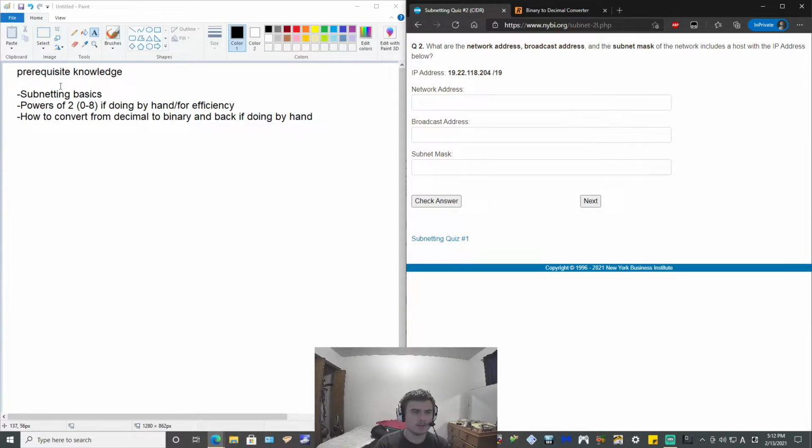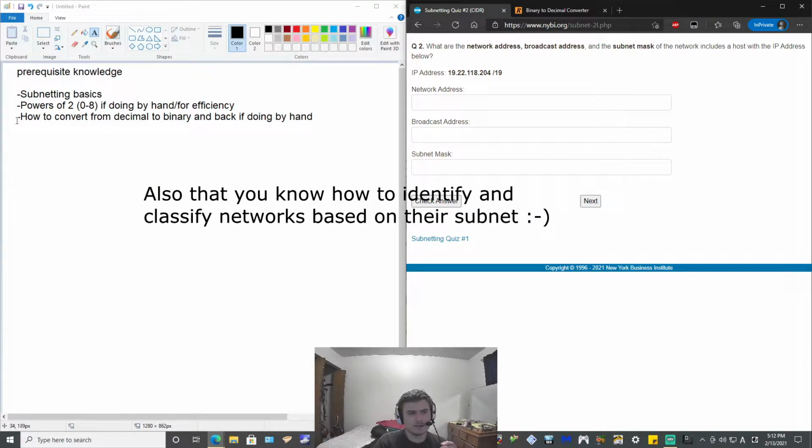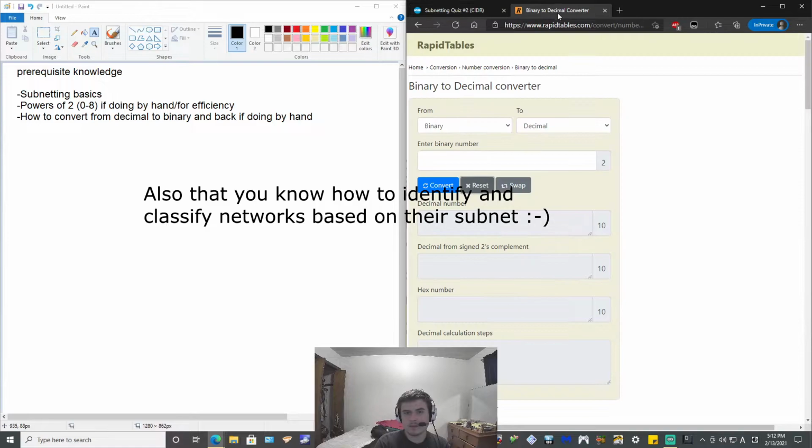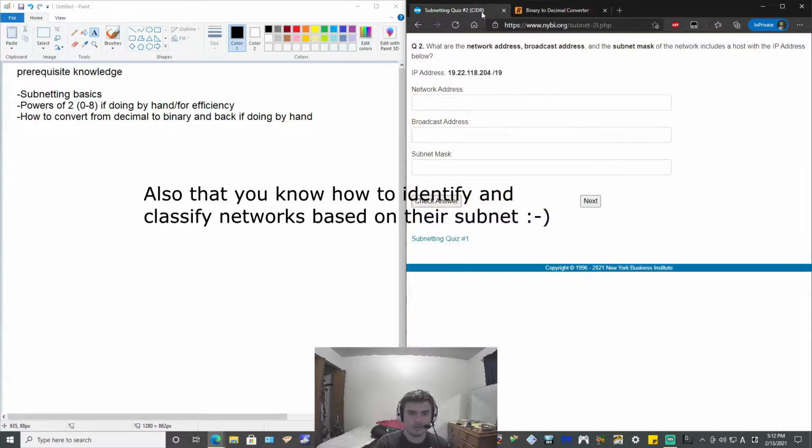And the second thing I would suggest for prerequisite knowledge is that you know your powers of 2, if you're doing this by hand or for efficiency. Otherwise, a calculator is fine. And the final thing I would like to ask you to know is how to convert from decimal to binary and back if you're doing this by hand. For the sake of this video, I'm going to be using a calculator right here just to save time, because I do know how to do it, and if you know how to do it too, that's fine, but I just want to save time for the sake of the video.